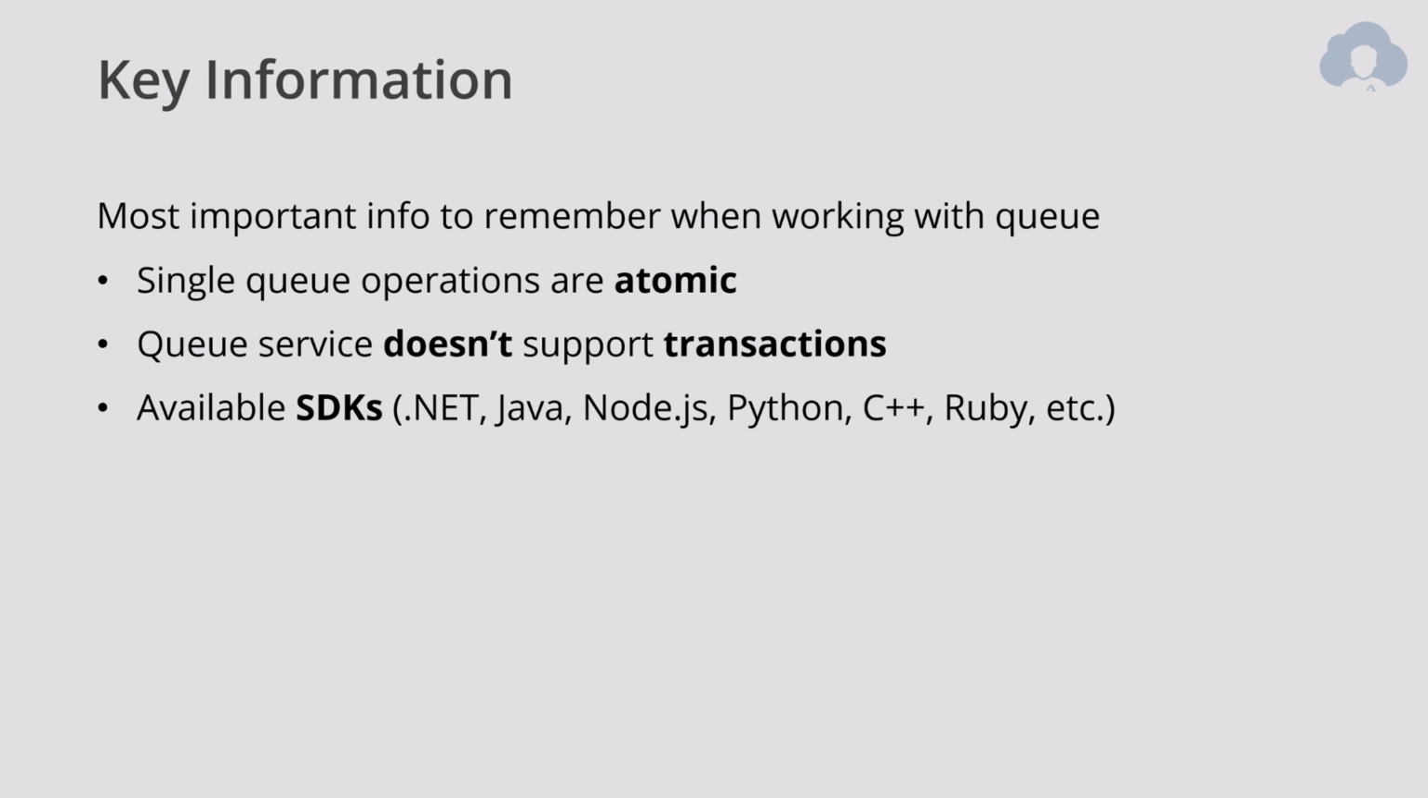So there's no transaction across multiple operations, and there's no batching like that. So if you need that, definitely look at different services like Service Bus. And also there's an available SDK, so you have .NET, Java, pretty much most of the popular languages have an SDK for storage accounts and for the queues, so definitely check those out so you don't code the API from the ground up.